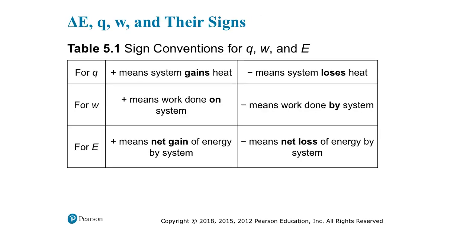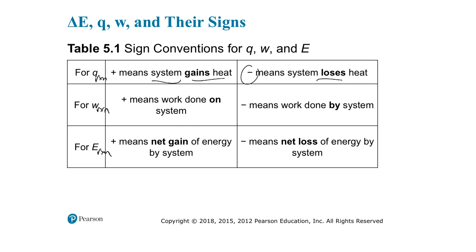So reviewing the signs of Q, W, and E and their meaning, and this is always with the perspective of the reaction. So this is the Q of the reaction, the W of the reaction, the E of the reaction. You can also call it the system: the Q of the system, W of the system, the delta E of the system, not the surroundings. So whenever the Q of the reaction is positive, that means that the system or the reaction is gaining heat. And when the sign is negative, it means that the reaction is losing heat.